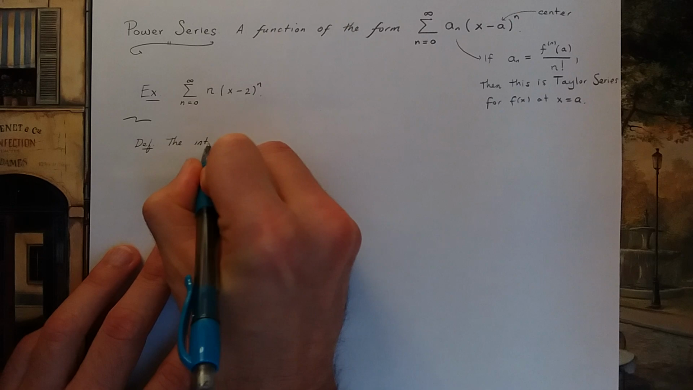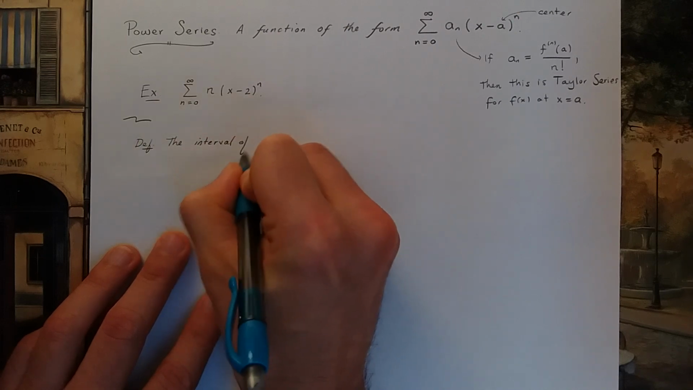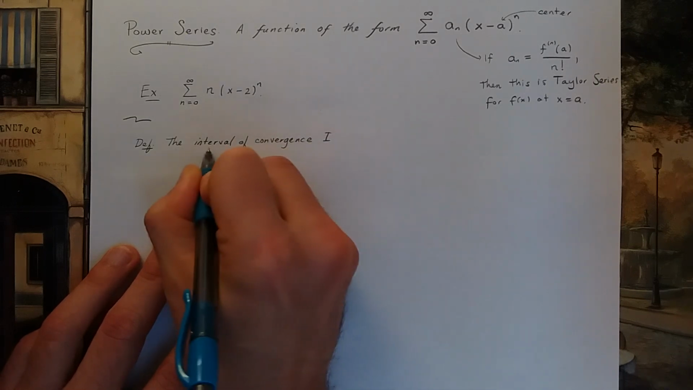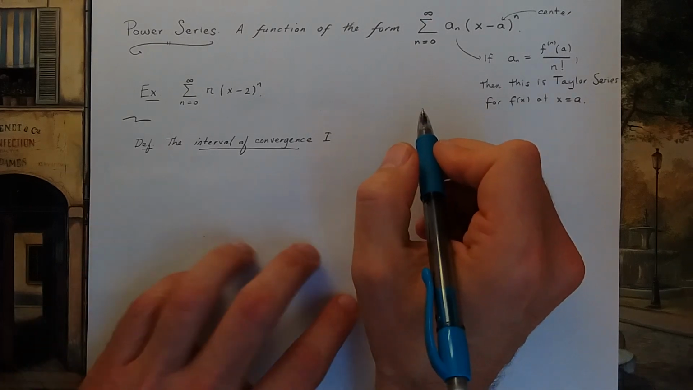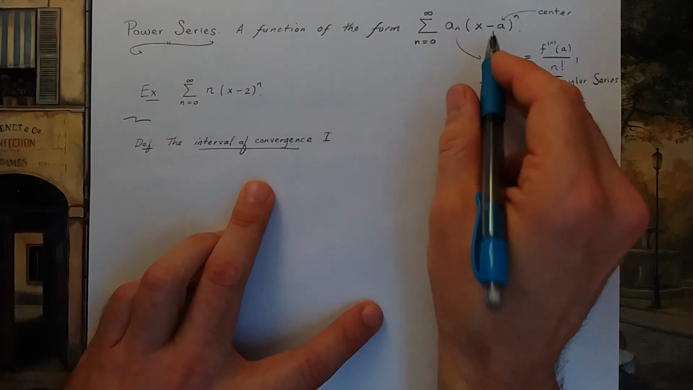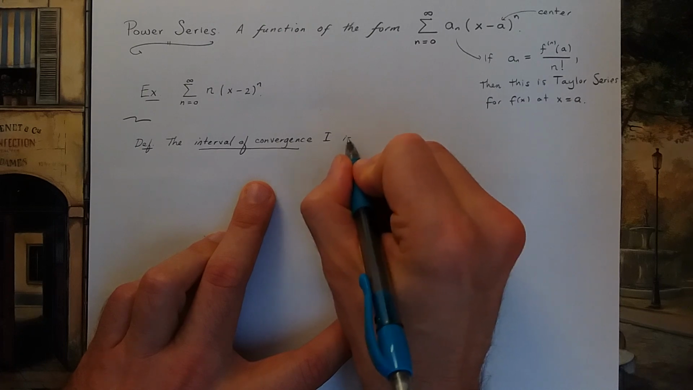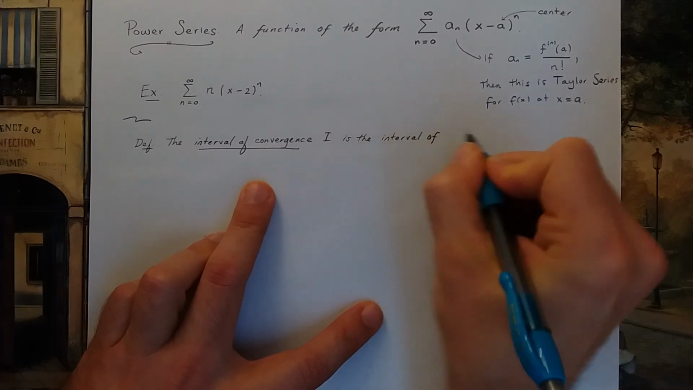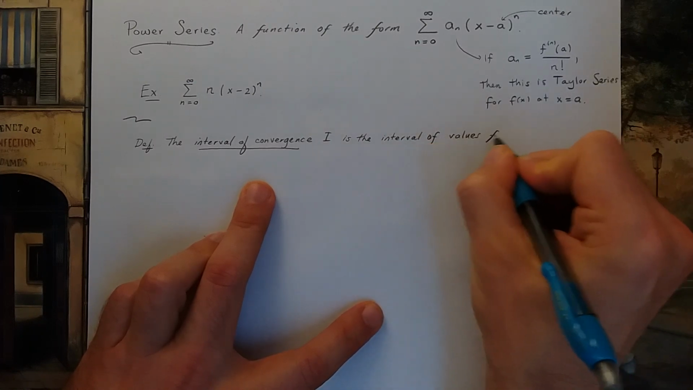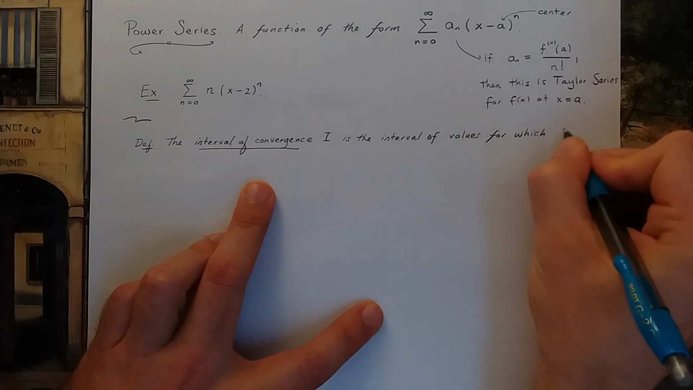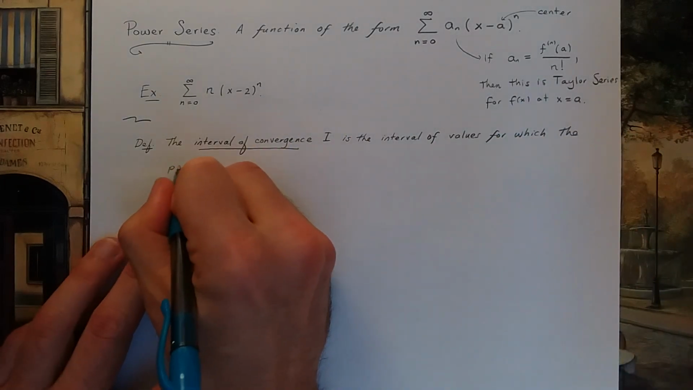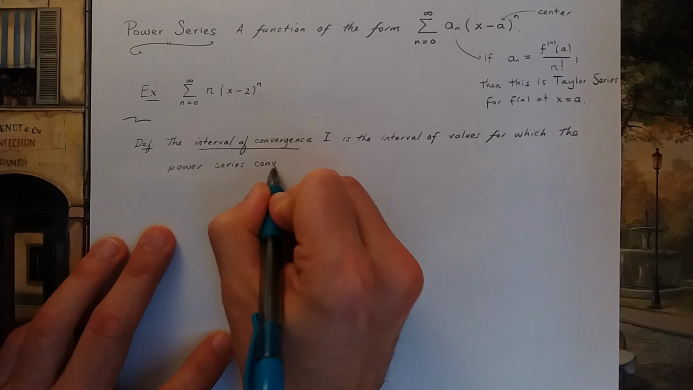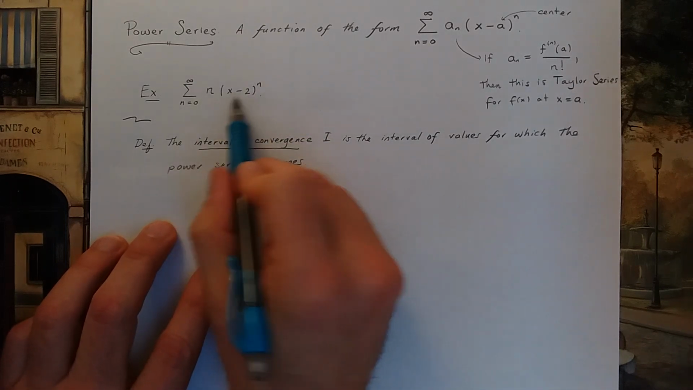So the interval of convergence, I, so I'm trying to describe what the interval of convergence is. The interval of convergence for my power series is the interval of values for which the power series converges. It's the x values you could plug in.